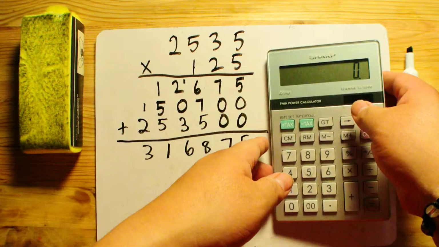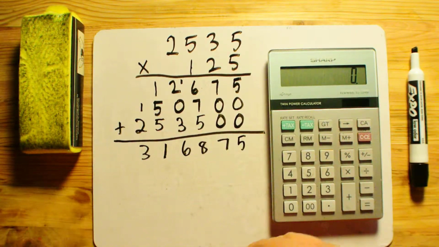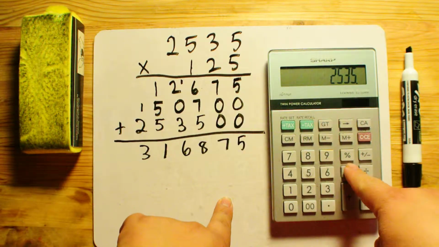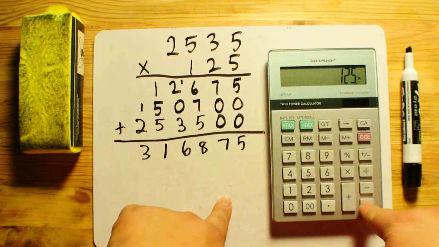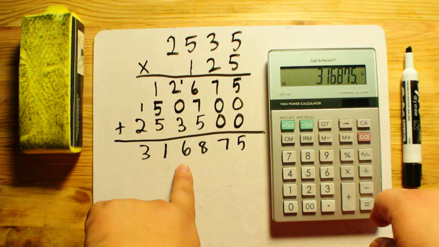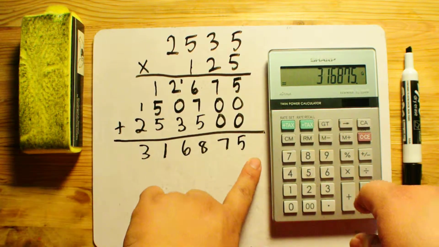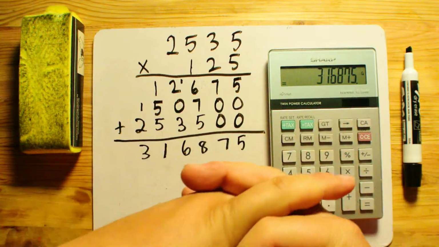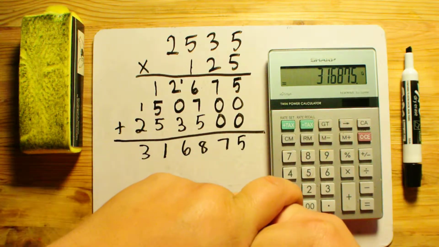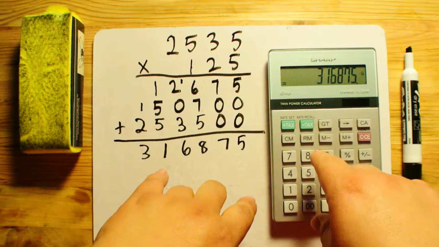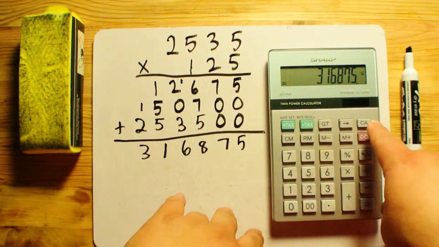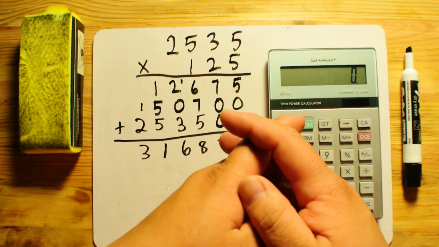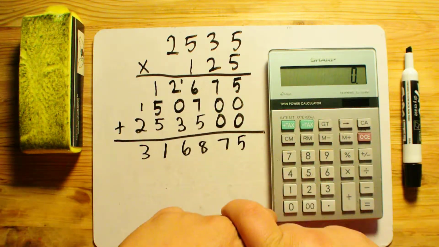Again, let's check our problem. Let's see if we got it right. 2535 times 125 is 316,875. So that's correct. So that's pretty much how you do multiplication of larger numbers.